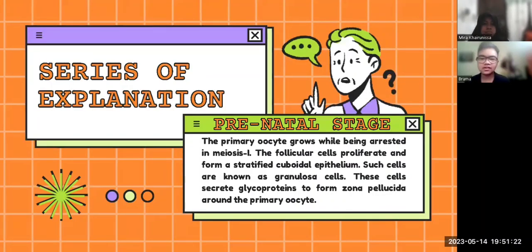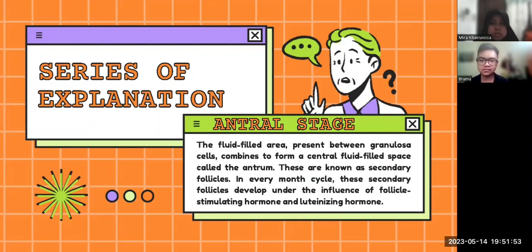Female gametogenesis has different stages. The first stage is the prenatal stage. The primary oocyte grows while being arrested in meiosis I. The follicular cells proliferate and form a stratified cuboidal epithelium. Such cells are known as granulosa cells. These cells secrete glycoproteins to form the zona pellucida around the primary oocyte.